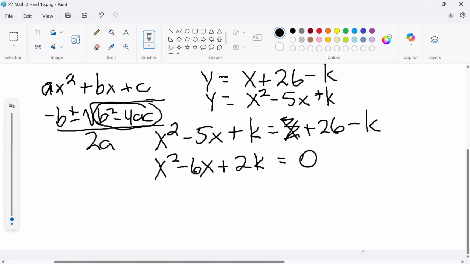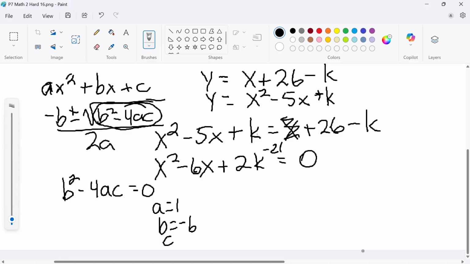And this thing inside the square root is the discriminant. If it equals 0, there is one distinct real solution because it's the same solution repeated twice, so it's only one solution. So b squared minus 4ac has to equal 0. And now a is 1, b is negative 6, and c, oops, I forgot to subtract the 26 from both sides. Man, why didn't you tell me that? c equals 2k minus 26. Is it minus? Yes. Okay.